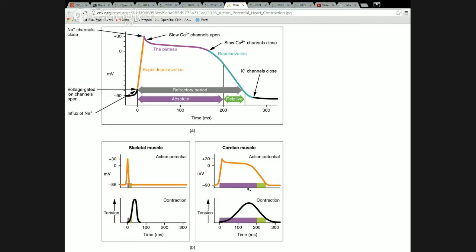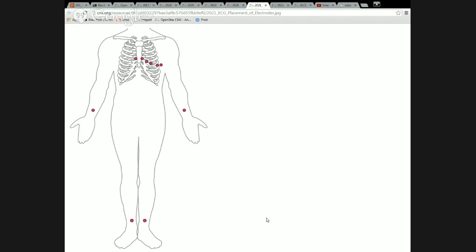And the contraction takes longer. And again, this is really for the ventricular cells in the time course that we're looking at here. Atrial cells do the same sort of thing, but they do it in about 100 milliseconds instead of 300. So, now, let me remind you where we are.